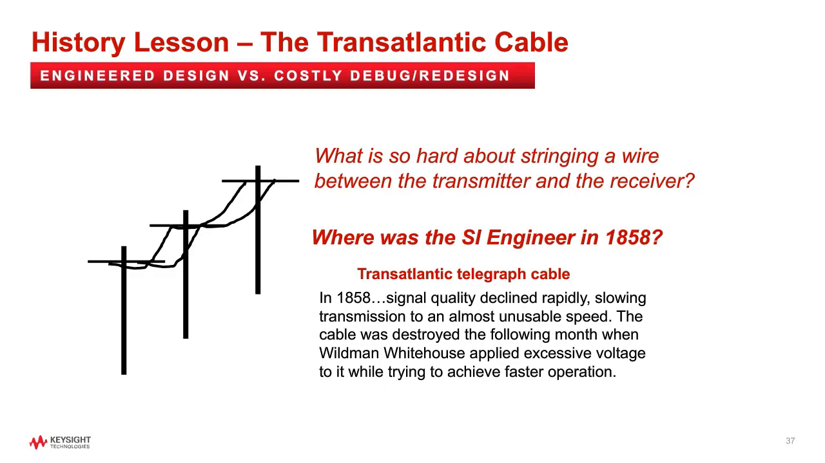The original design of the transatlantic cable looked simple. What could be so hard about stretching a wire between a transmitter and a receiver? However, after the huge expense of installing the cable across the Atlantic, the first test in 1858 discovered that the signal quality was so poor that transmission had to be slowed down to an almost unusable speed. The cable was destroyed the following month when Wildman Whitehouse applied excessive voltage to it while trying to achieve faster operation. Where was the signal integrity and power integrity engineer in 1858 to explain transmission line impedance?